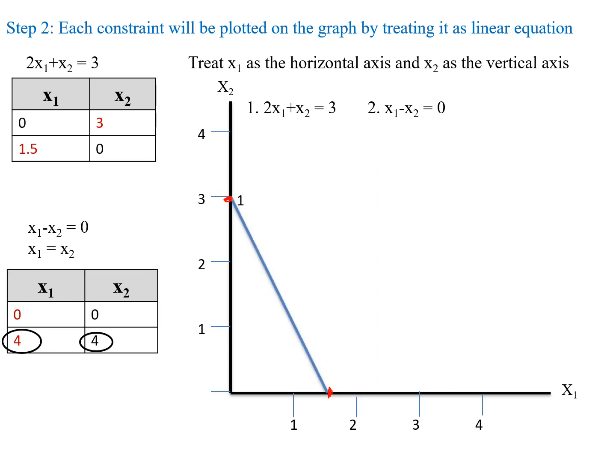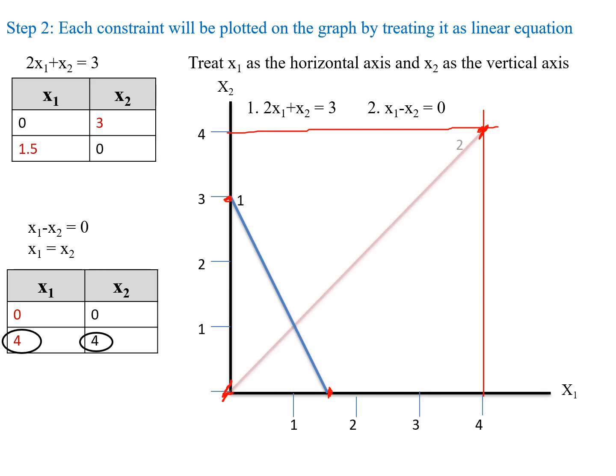Similarly, for the second constraint equation, first we have to mark the 0, 0 point here and also mark the 4, 4 point. So this is approximately here. And we have to join these 2 points. So it will give the second constraint equation.